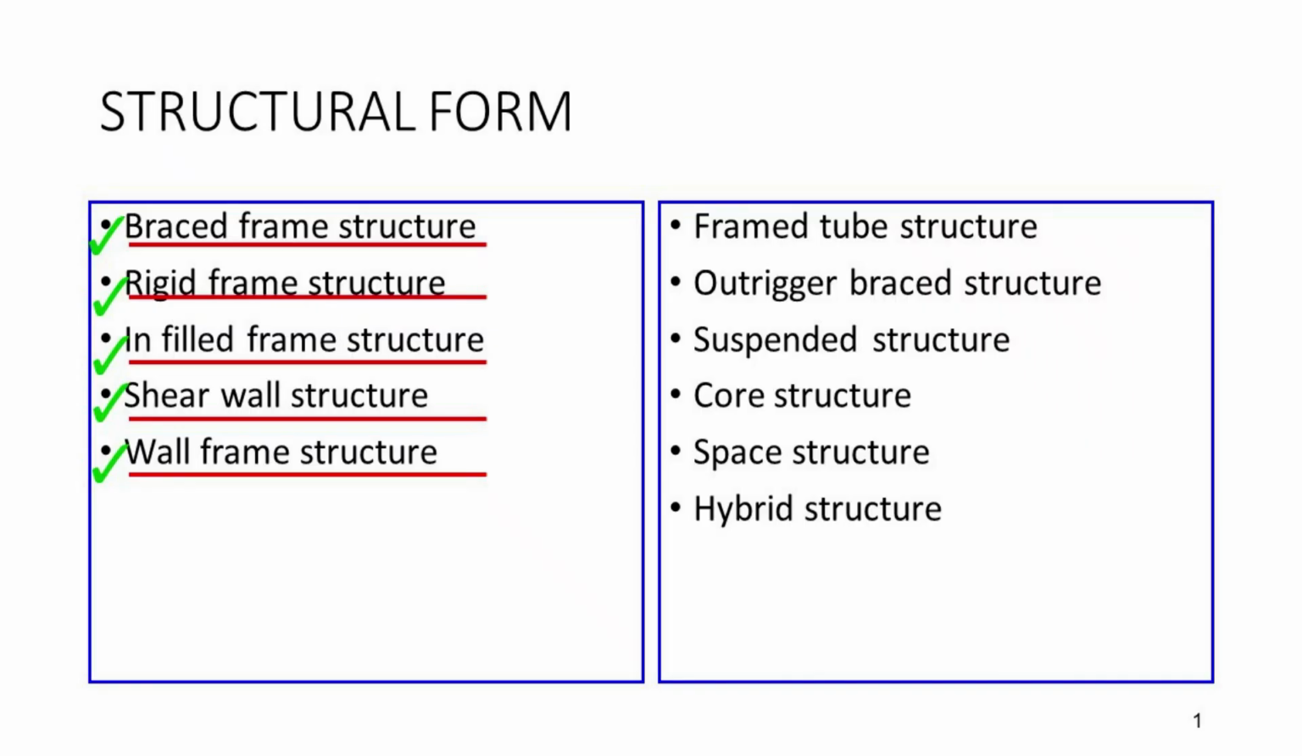We have learnt 5 types of structural forms, namely braced frame, rigid frame, infilled frame structure, shear wall structure and wall frame structure. So, let's continue to learn another form of tall building structure. We will now learn more types of structural form.